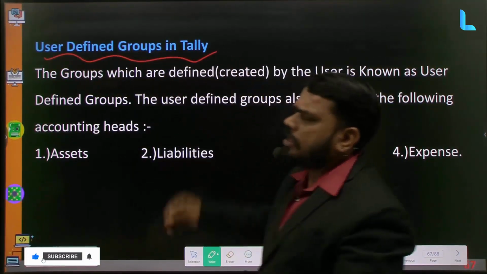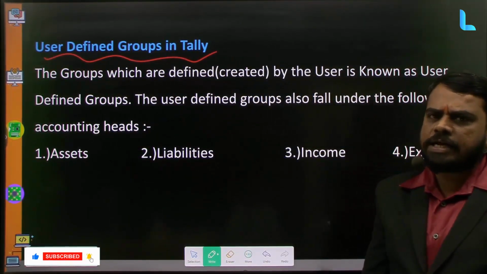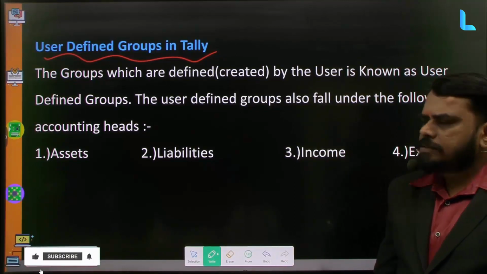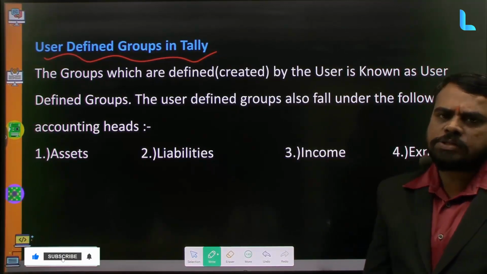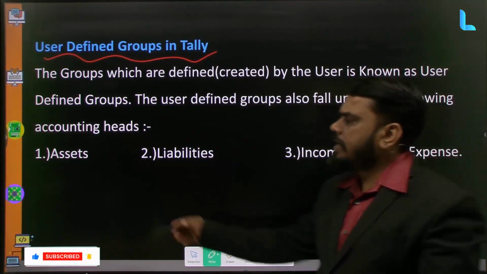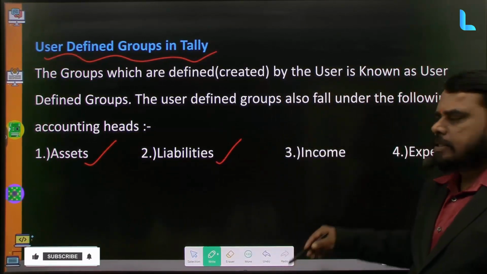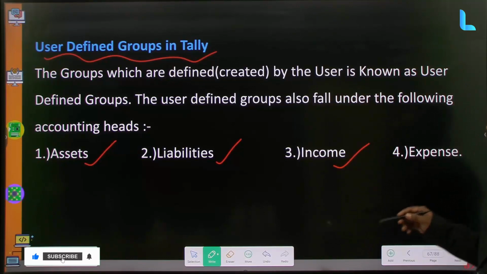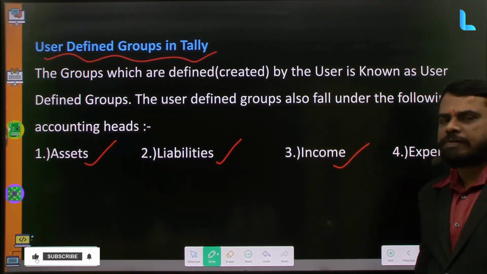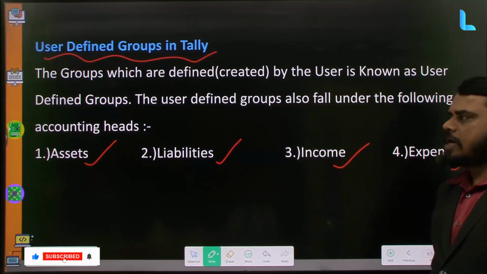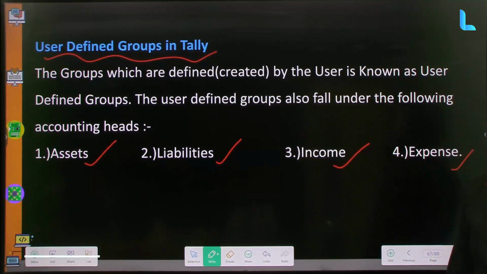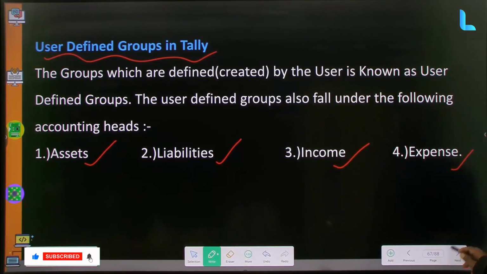Next, now let us discuss the user defined groups in Tally. In Tally, whatever user defined groups we create will also fall under the four main account heads only. Which are the four main account heads? Yes, you are right. One is assets, the second is liabilities, the third is income, and the fourth is expenses. So whatever user defined groups we define or create will also fall under the following four accounting heads, that is assets, liabilities, income and expenses.